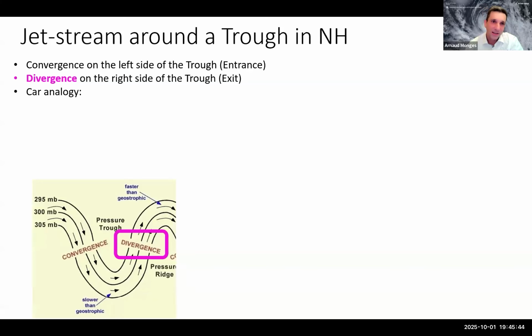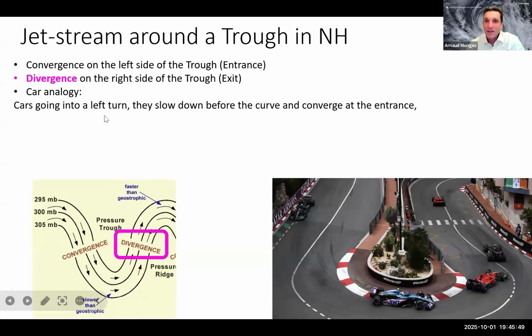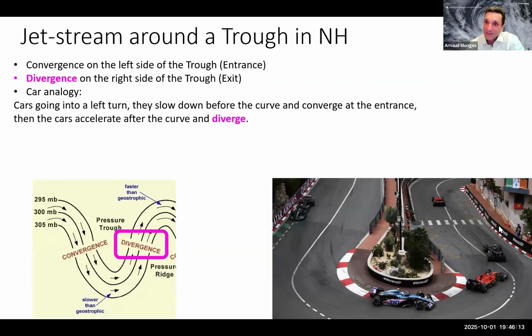So let's take an analogy. Let's take a car analogy. When cars go into a left turn, like this one, first of all, they will slow down and they will tend to converge at the entrance. You can already see them, with those tire tracks, they converge right here. And on the exit of the curve, the cars will accelerate and they will tend to diverge. Maybe you can see some of the tire tracks that are starting to diverge. So as I said before, we have divergence here.